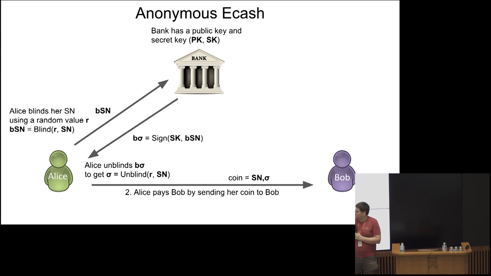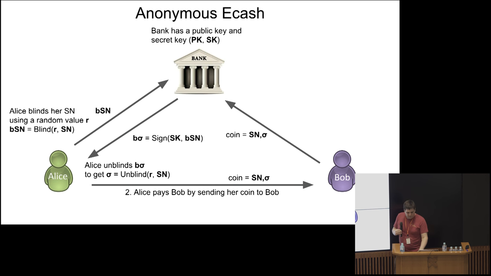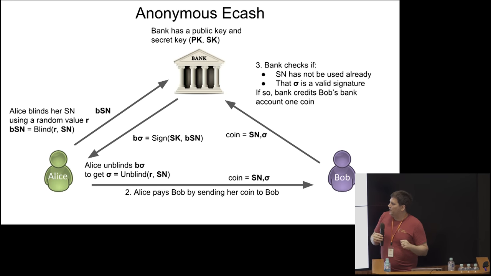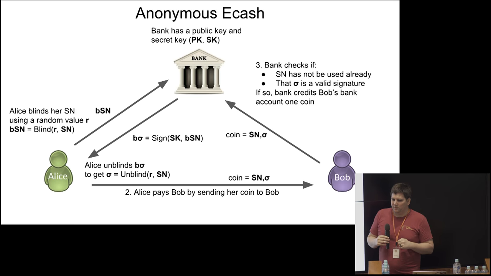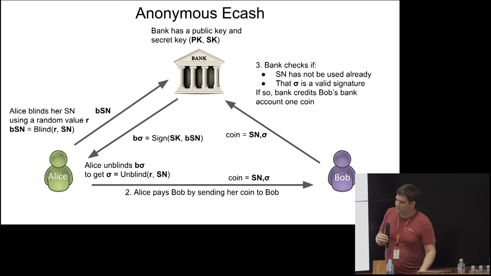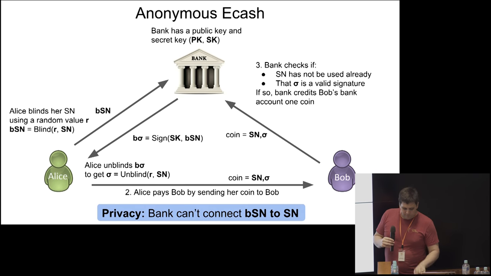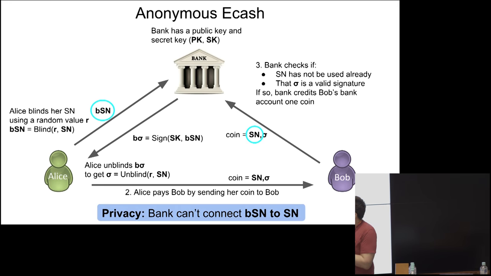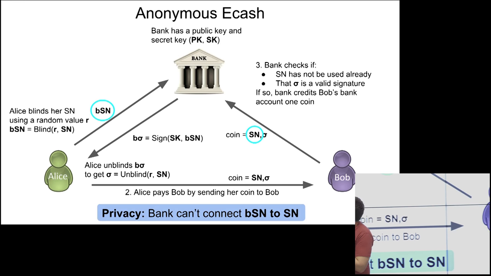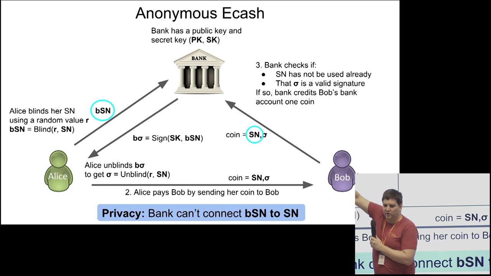To pay Bob, she sends her serial number and this signature to Bob. Bob then redeems this coin, essentially this serial number and signature, to the bank. The bank then makes sure that the serial number has not been spent before, and that the signature is valid, and credits Bob's bank account. But notice that this is the first time the bank's seen the serial number. All the bank saw before was this blinded serial number, which it doesn't know what it is.